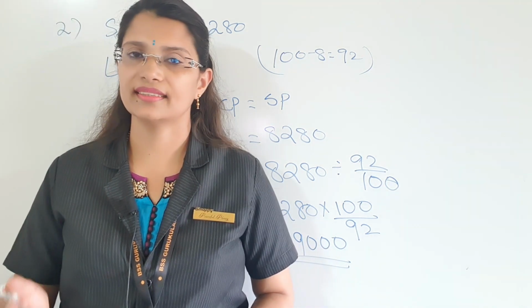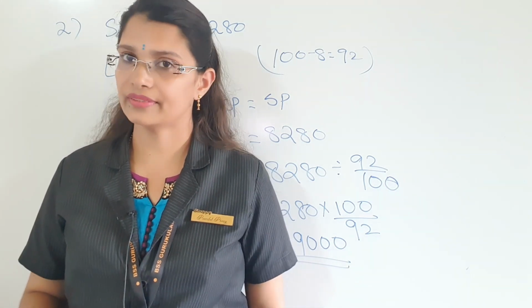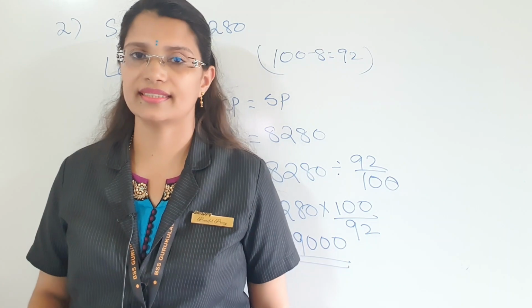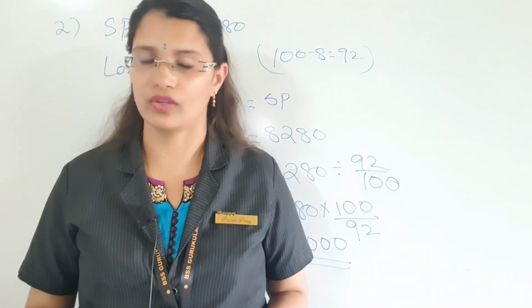Is this clear children? In both the tabular columns, 2 more questions are left. That means total 4 questions are there. So do those 4 questions as homework.